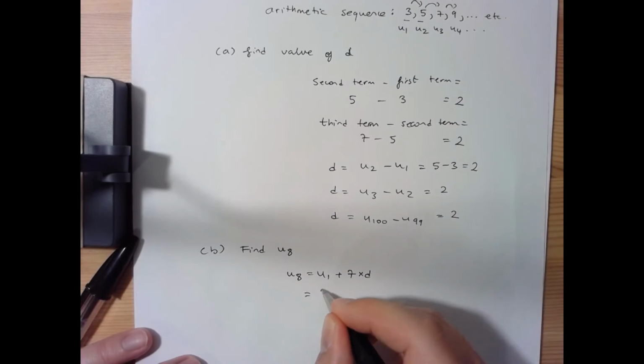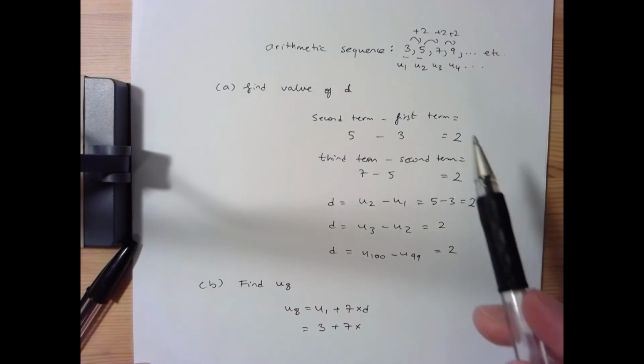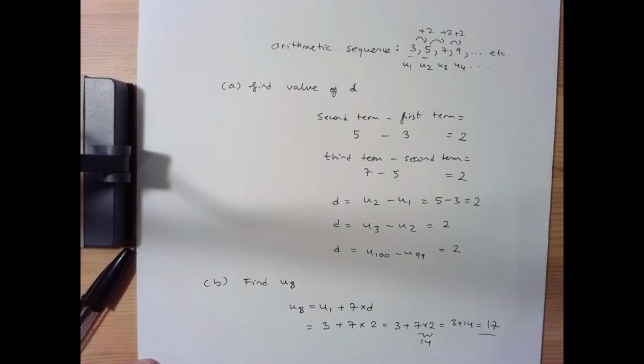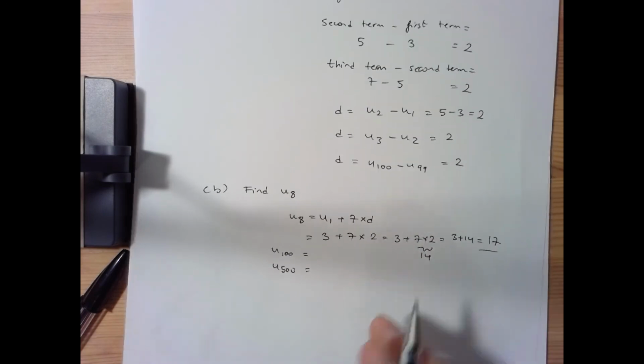So U1 is 3. So 7 then times the common difference, which was 2 as we said. 7 times 2 giving us 3 plus 7 times 2. This is 14. 3 plus 14 giving us 17. Great, okay. So this allows us to find any term that we want down the line. So we could also find U100, U500, and so forth. Okay? That's just an example.